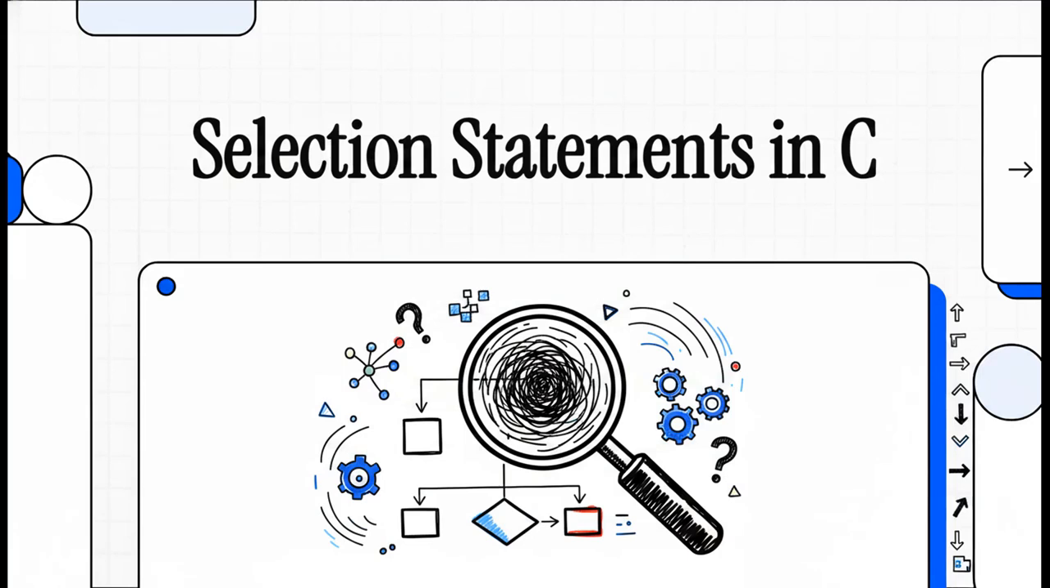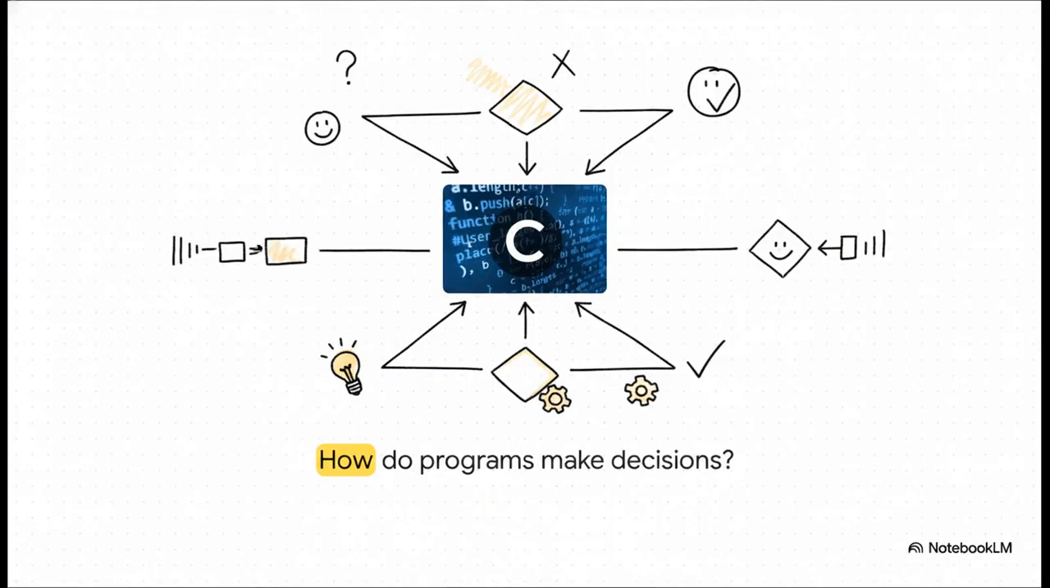I'm super excited about this one because we're going to demystify the foundational logic behind how software actually thinks. We're putting a magnifying glass on selection statements in the C programming language. So if you've ever wondered how a block of code knows exactly what to do next, well, you're in exactly the right place. Okay, let's dive into this.